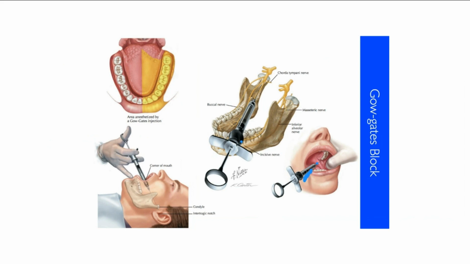Here is the Gow-Gates, and what's going to be blocked? Everything. You're doing the whole mandibular nerve. Do I need to do any additional injections? No, it's just one, because you got the mandibular nerve. What else do you need? Like, do you need the buccal nerve, for example? No, you don't need anything else.